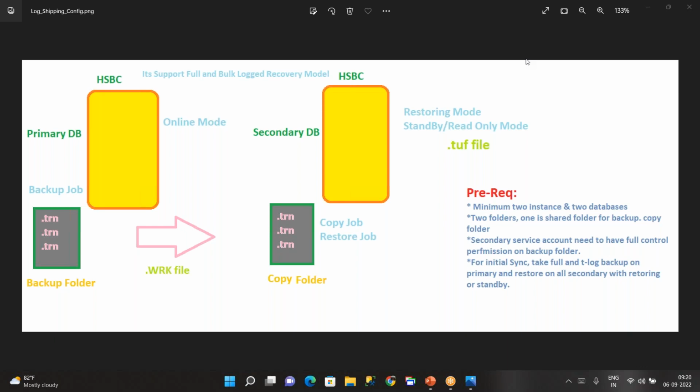Log shipping is a basic high availability and disaster recovery solution, but it is not really high availability, sir. It is a best DR technique. Why? Because it won't support automatic failover.